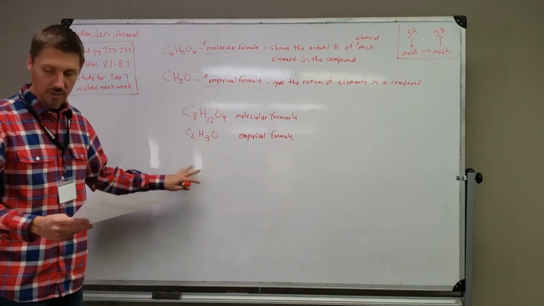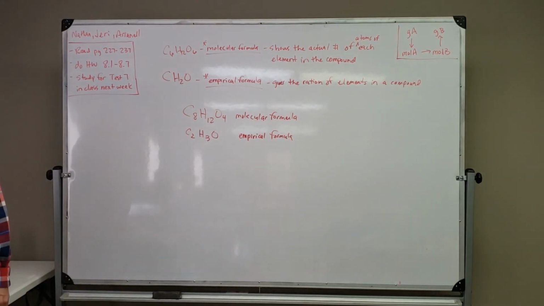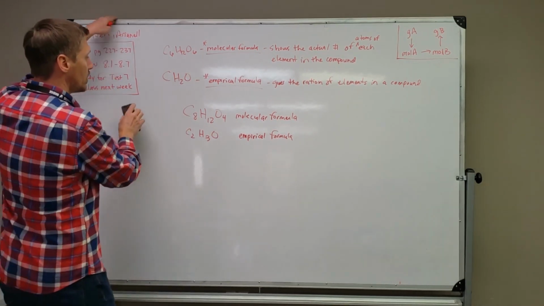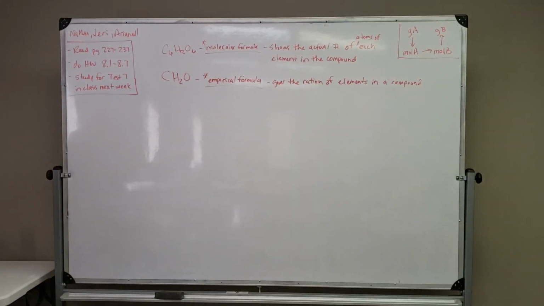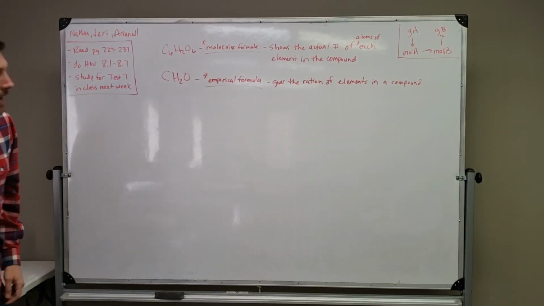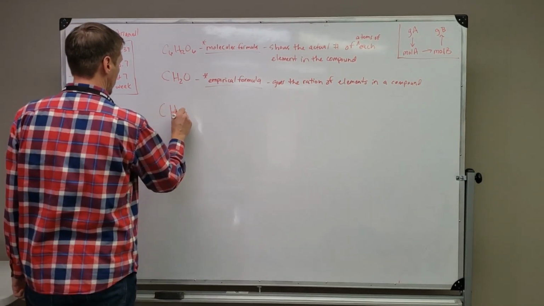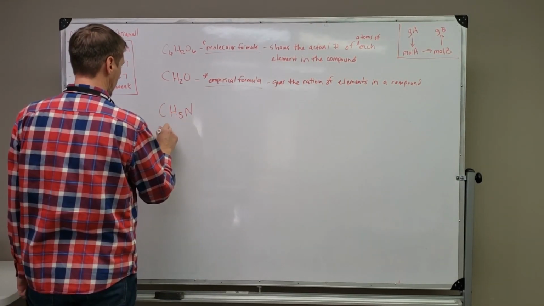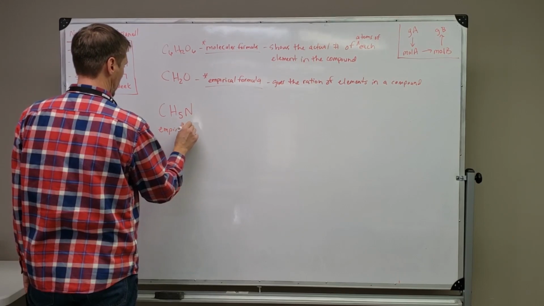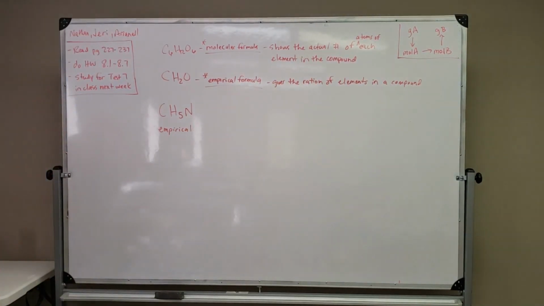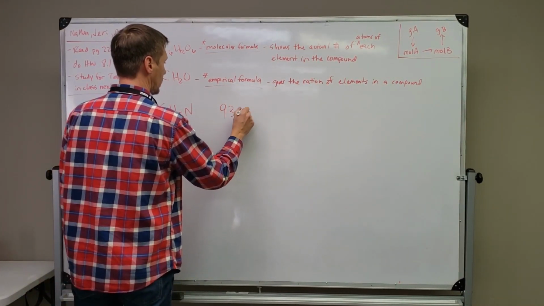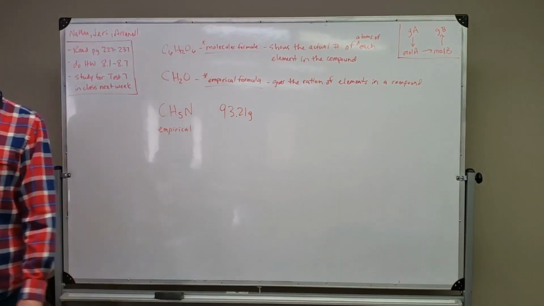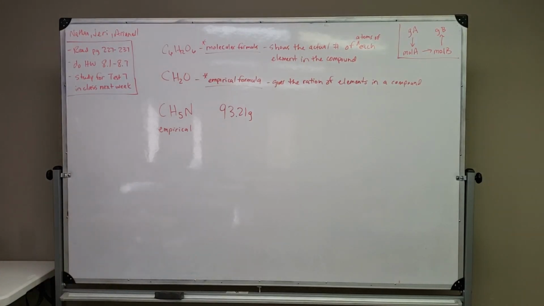So this is the empirical formula. The last question that they ask us here is related to a different compound, and I want to make sure you know how to do this. It says the empirical formula of a compound is CH5N. So they give us this for the empirical formula. But they tell us that the molar mass for this compound is 93.21 grams. What is the molar mass?